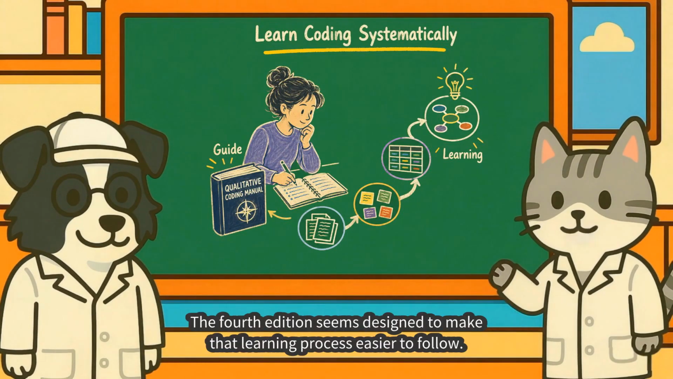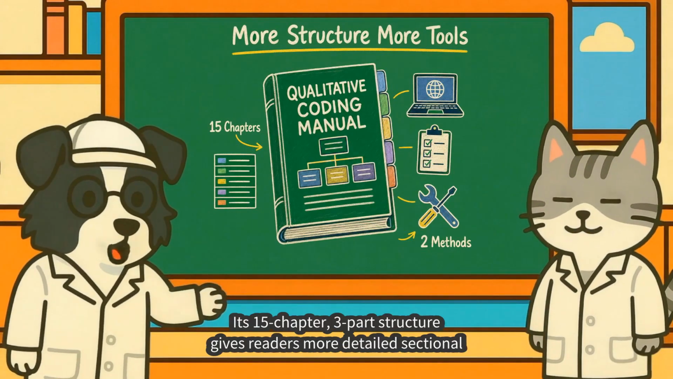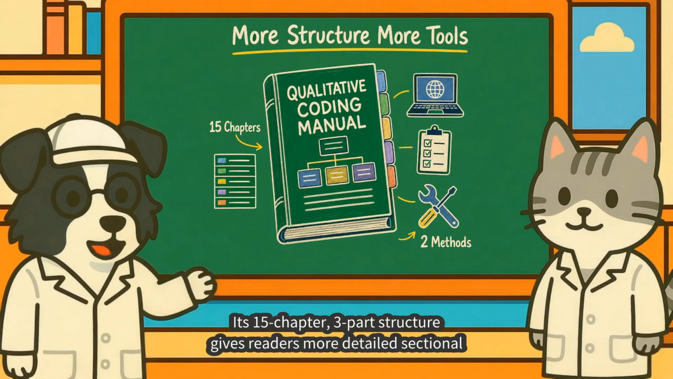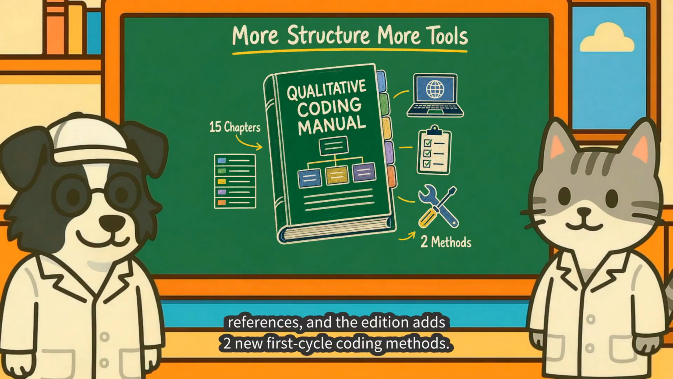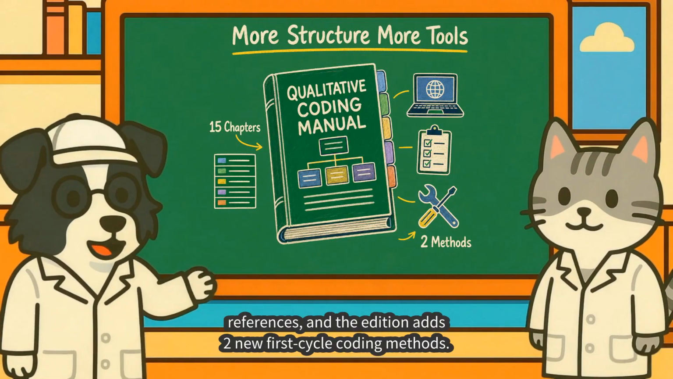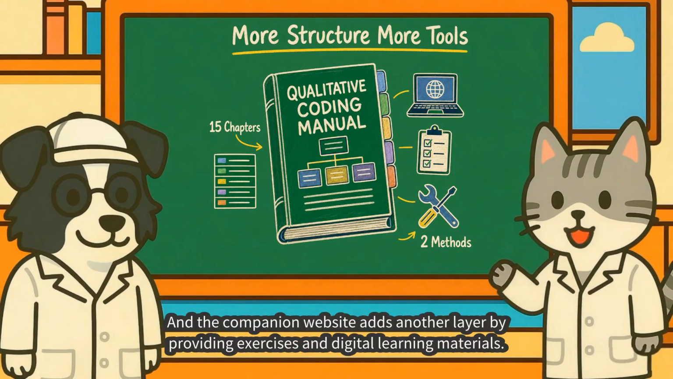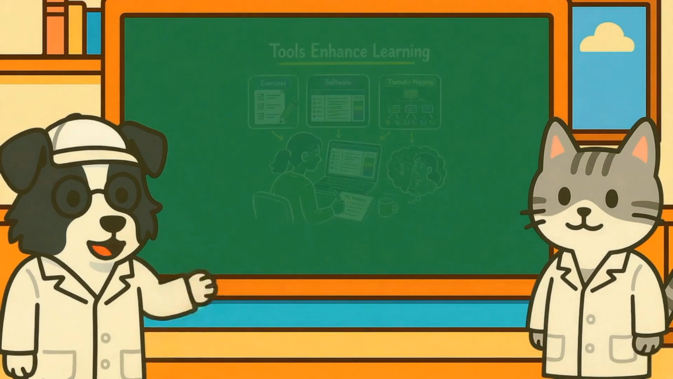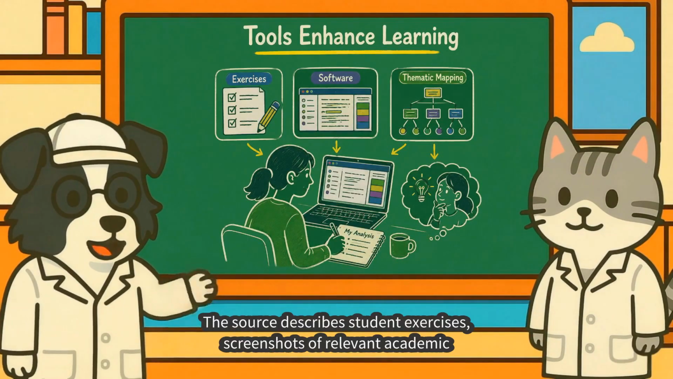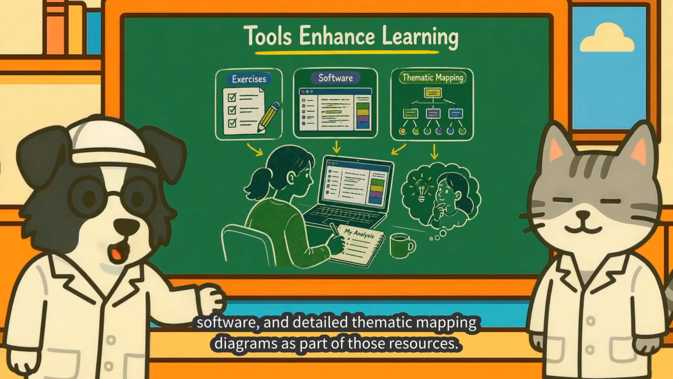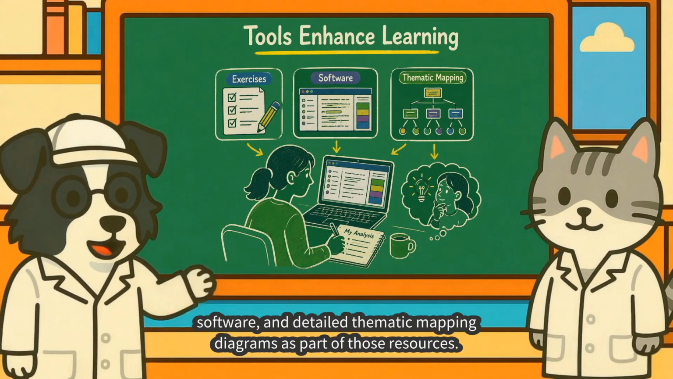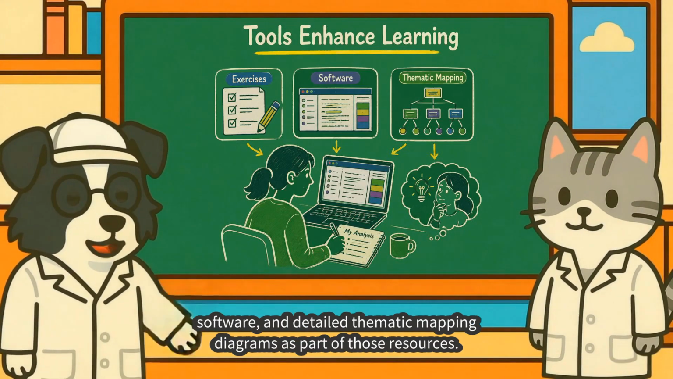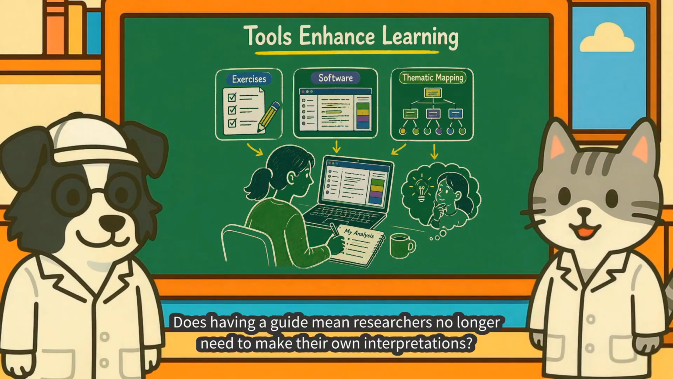The fourth edition seems designed to make that learning process easier to follow. Yes, its 15-chapter, 3-part structure gives readers more detailed sectional references, and the edition adds 2 new first-cycle coding methods. And the companion website adds another layer by providing exercises and digital learning materials. Right. The source describes student exercises, screenshots of relevant academic software, and detailed thematic mapping diagrams as part of those resources. Does having a guide mean researchers no longer need to make their own interpretations?